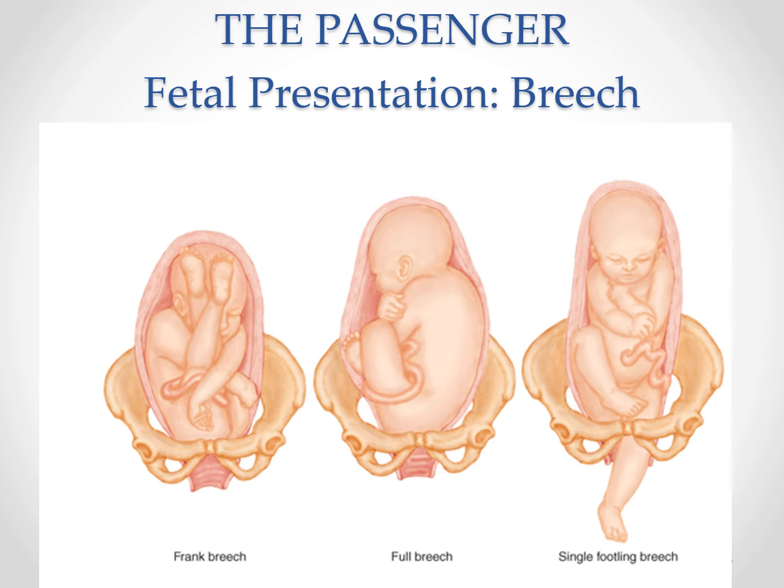So in a frank breech, both the hips and the knees are in the extended position. Okay, they're extended out. Whereas in the full breech position in the middle of your screen there, both hips and knees are flexed. The single footling breech on the right is just an example of a footling breech. That could also be a double footling breech.